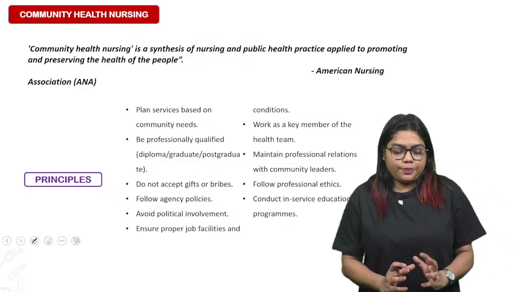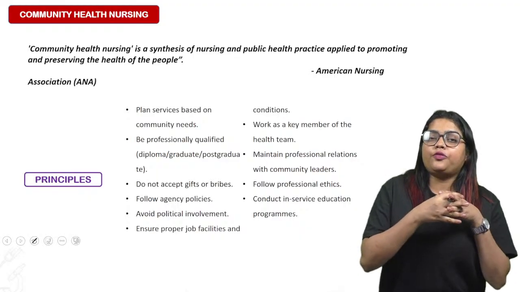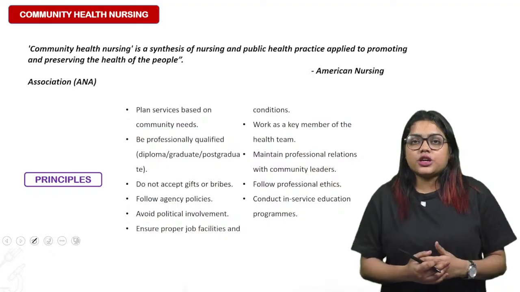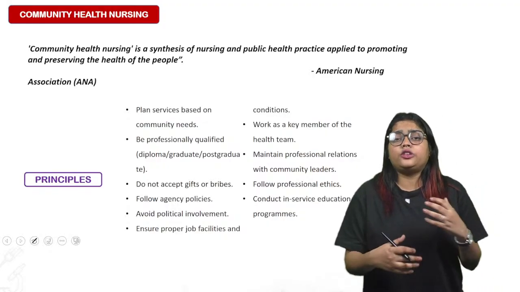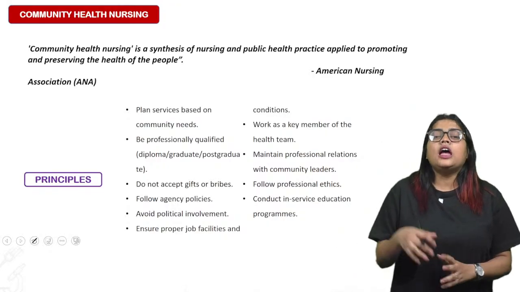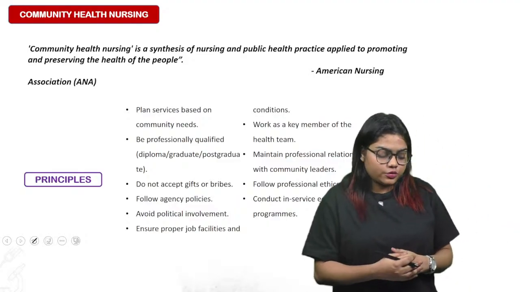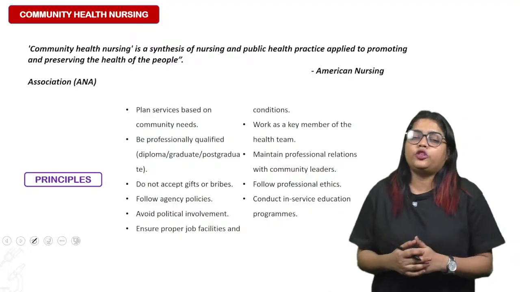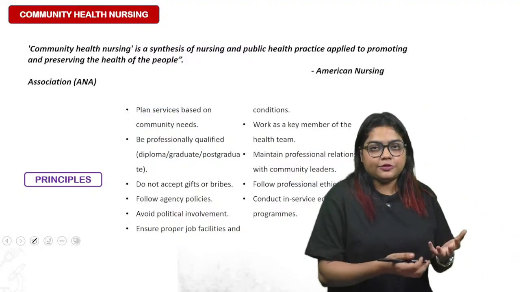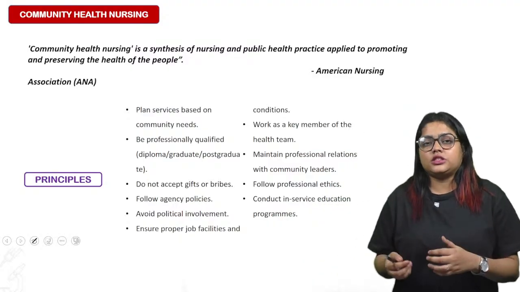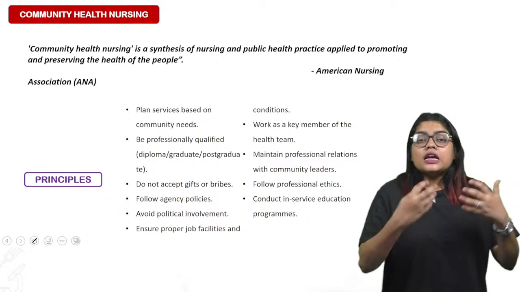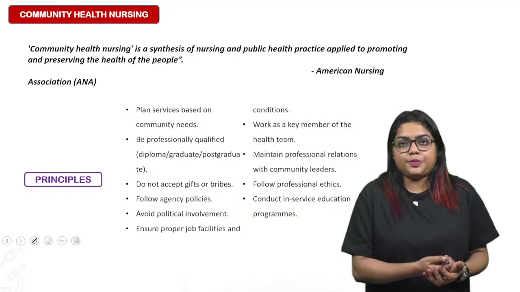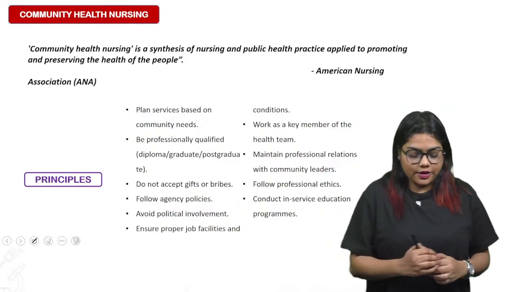Move on to the principles. If we are a community health nurse providing care to the community people, there are certain rules, regulations and principles that we should maintain. What are those principles? The first one is planning of service based on the community need. Before giving any kind of service, we have to plan the services based on the community need, in which particular aspect they need support.